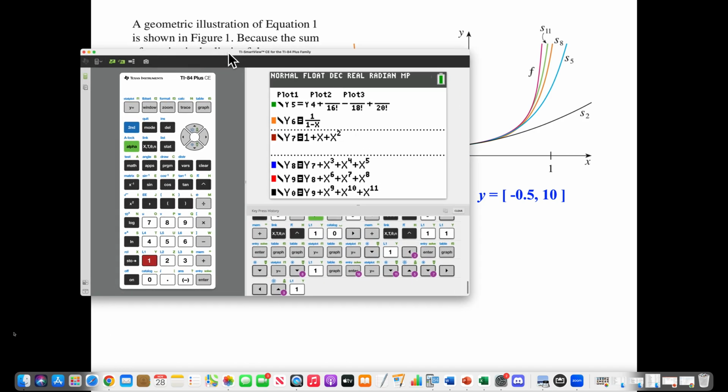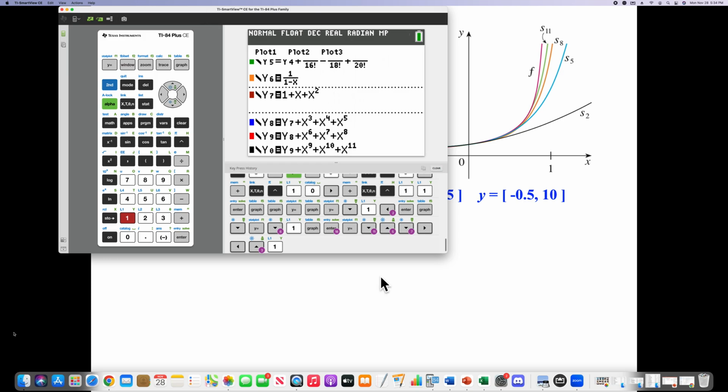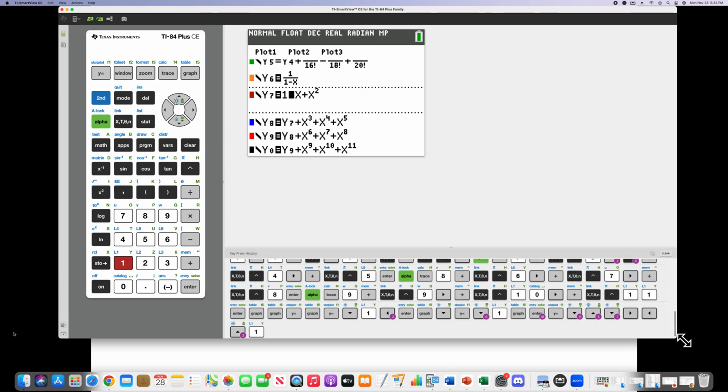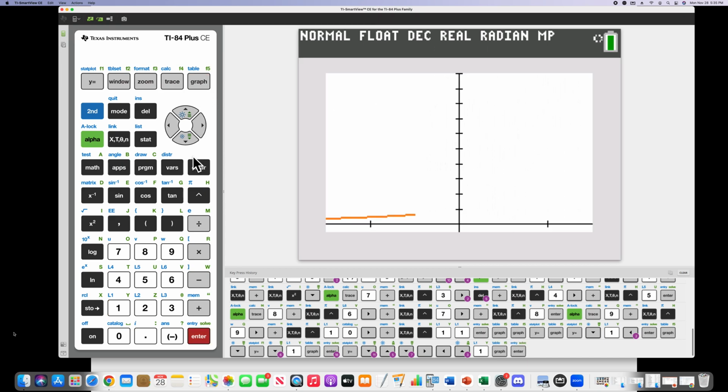Colors aren't going to match because I have several things typed into my calculator right now. Let me make my calculator a little bit bigger for you. The first one I'm going to graph is the 1 over x, then the next three terms, and then y sub 8 is y sub 7, the first three terms with another 3 terms on it. Then the next 3 terms, then the next 3 terms. Let's see if I can do this real quick. I hope this works. All right, cool, got it going.